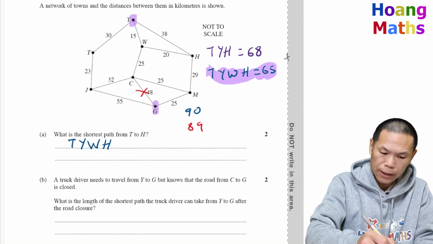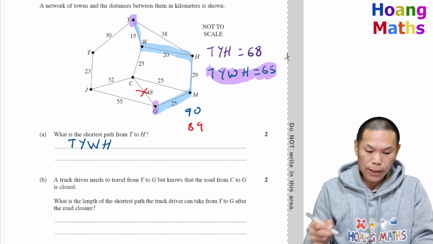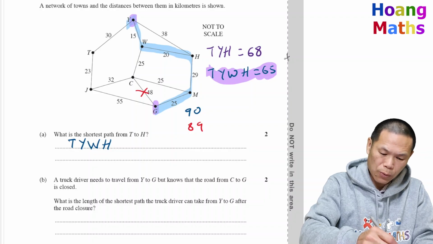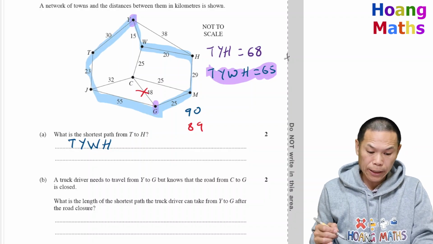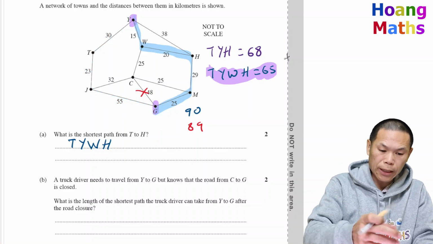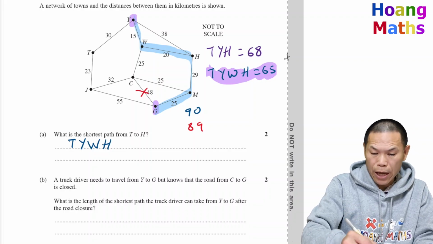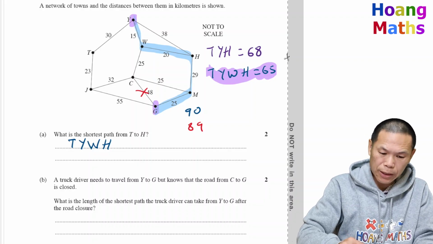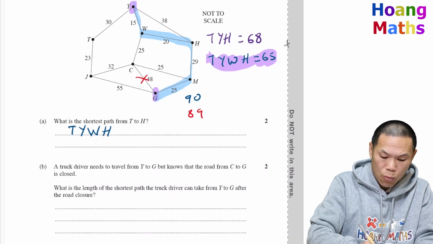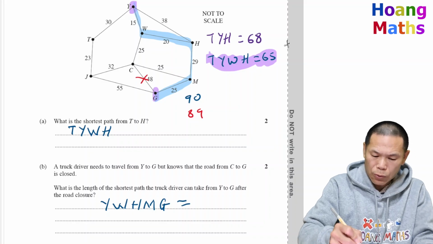So let's just highlight this. We go this path so far. Otherwise we can go this way, but that is more than 89. So by looking at it, the answer should be YWHMG. So let me write this down. So the answer is YWHMG.